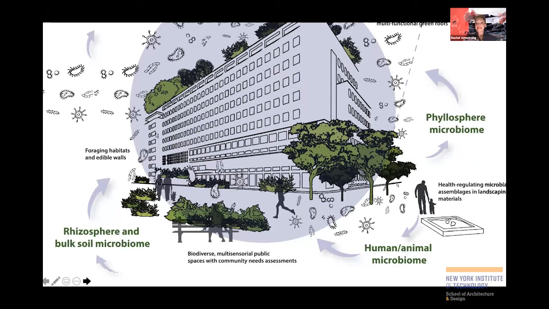We see them indirectly. We see the effects of their presence: fertile soils, sometimes marks on buildings where they settle in a particular niche. But you can just see that there are lots of different microbial worlds in an urban landscape, from the rhizosphere and the bulk soil microbiome to the microbiome of the built environment.